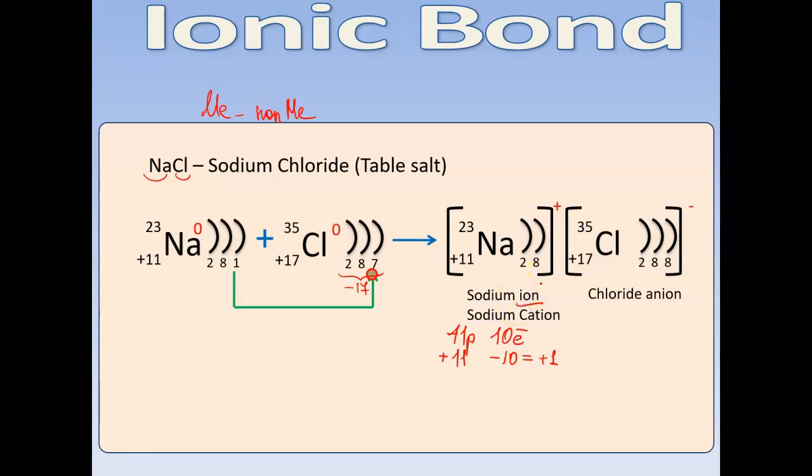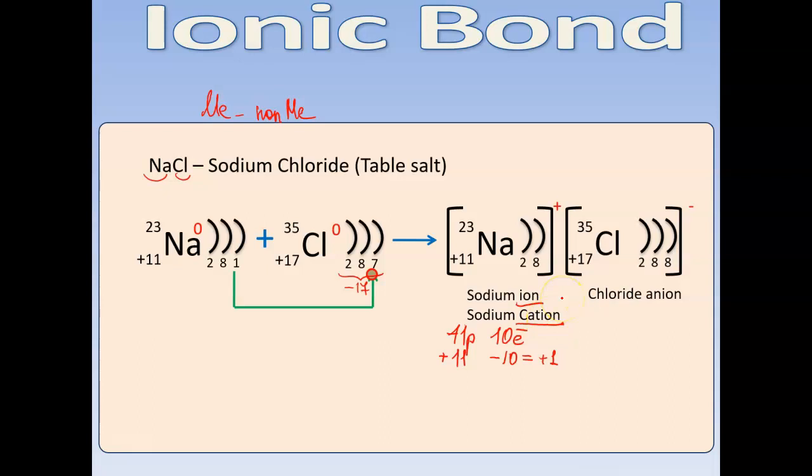Ion is a particle which is formed out of an atom by gaining or losing electrons. Okay? So if its charge is positive, that is a cation. Cation. So I would name this particle sodium cation.